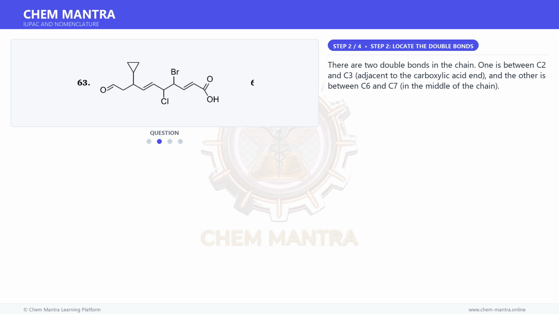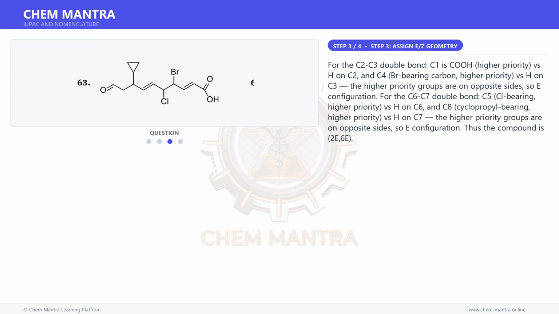Moving on to the next step. There are two double bonds in the chain. One is between C2 and C3, adjacent to the carboxylic acid end, and the other is between C6 and C7, in the middle of the chain. Moving on to the next step.